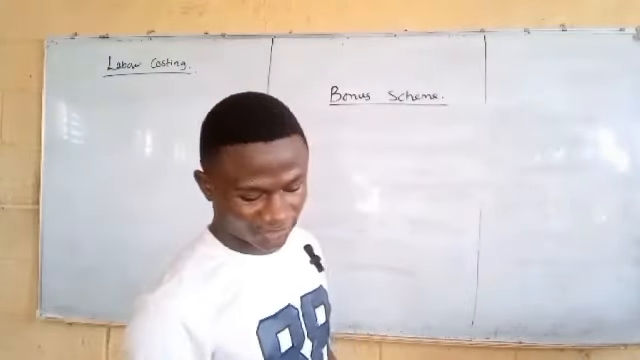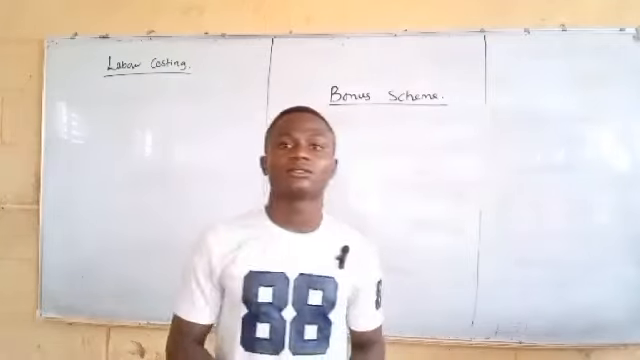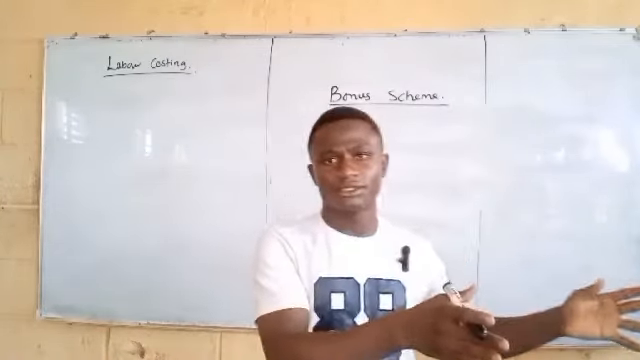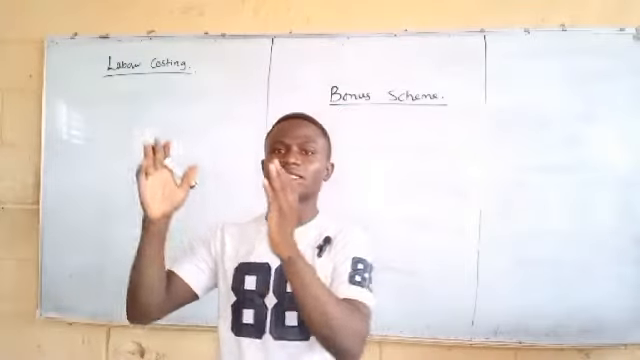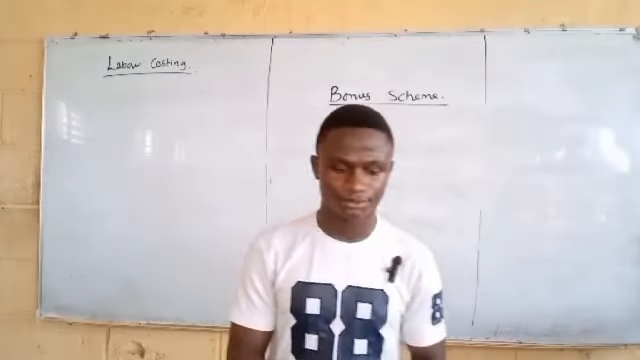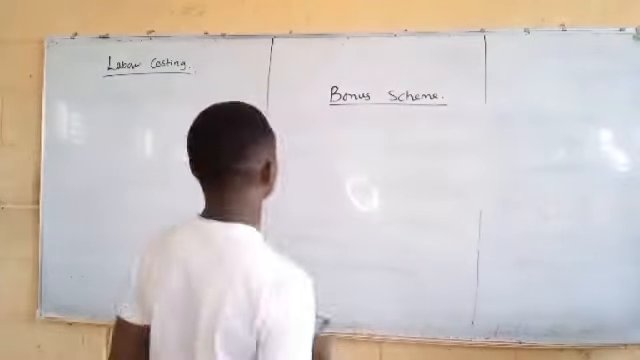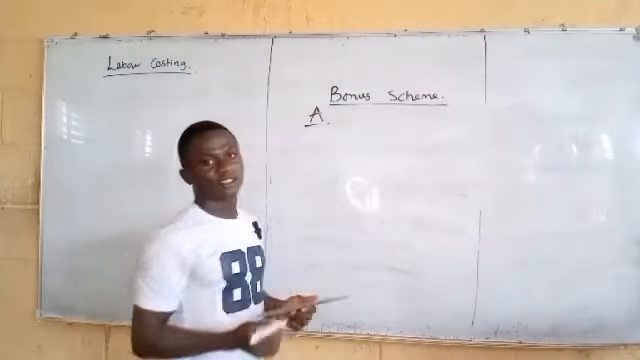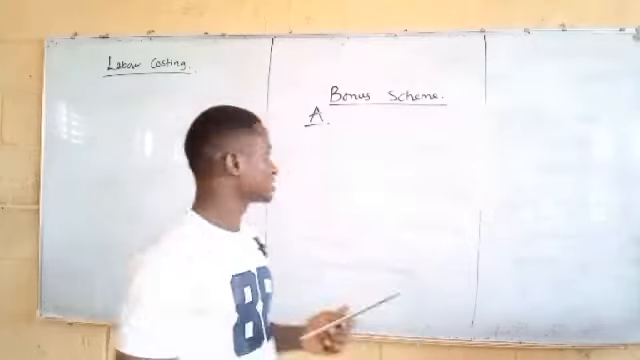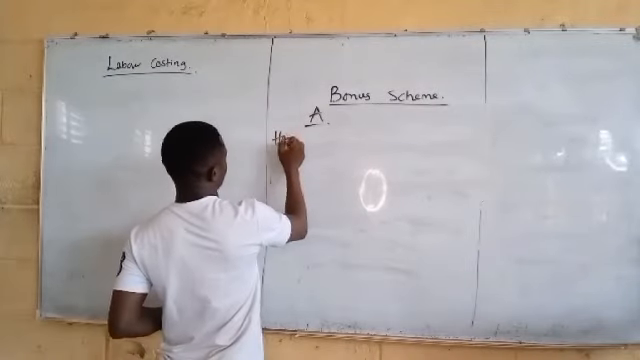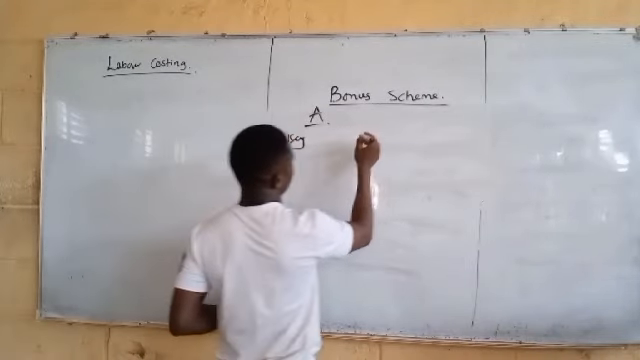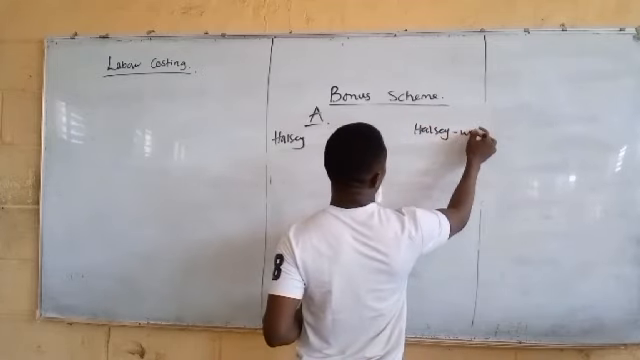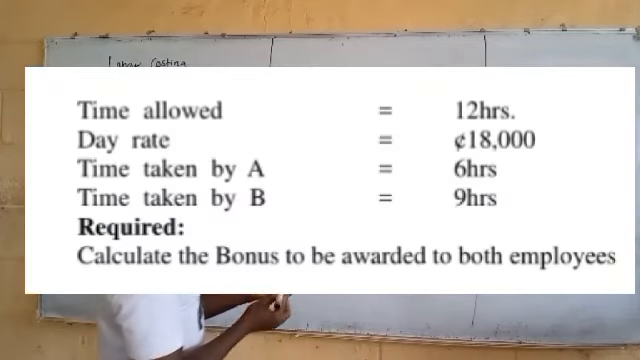So the first thing we need to do, for the bonus to be awarded to both employees, I'm going to be using the RC method, the RC Ware method, and the Rowan method. Now let's go. To calculate the bonus, let's start with employee A. Starting with employee A, let's start with RC, then RC Ware.